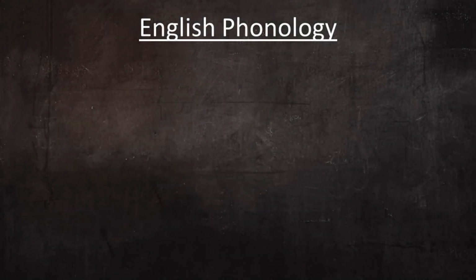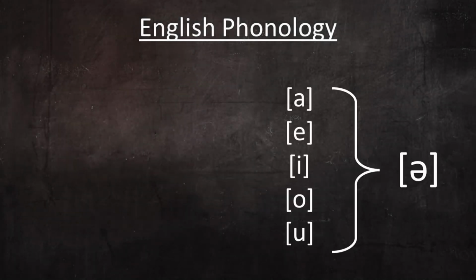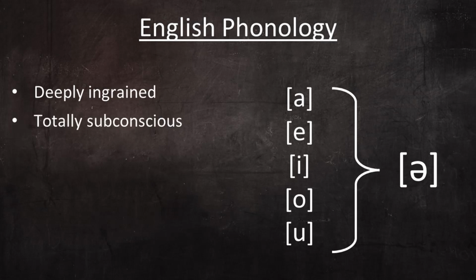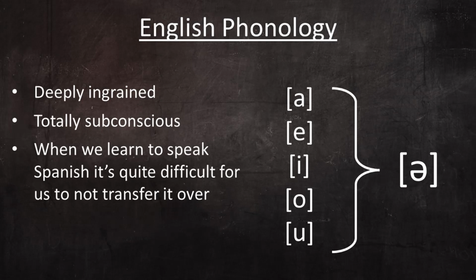In English, there's a phonological process that changes the acoustic quality of unstressed vowels. This process is a deeply ingrained and totally subconscious feature of our language, and when we learn to speak Spanish, it's quite difficult for us to not transfer it over. In fact, this may be the mispronunciation that's most difficult for English speakers to overcome.